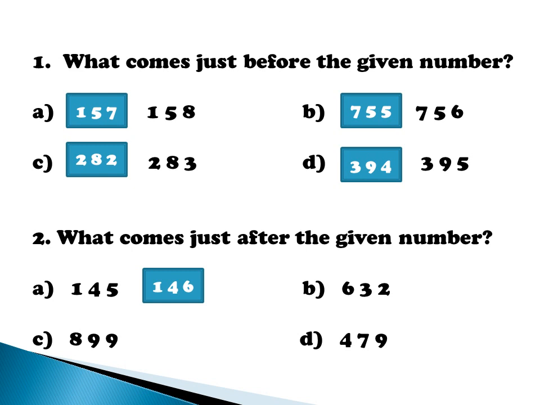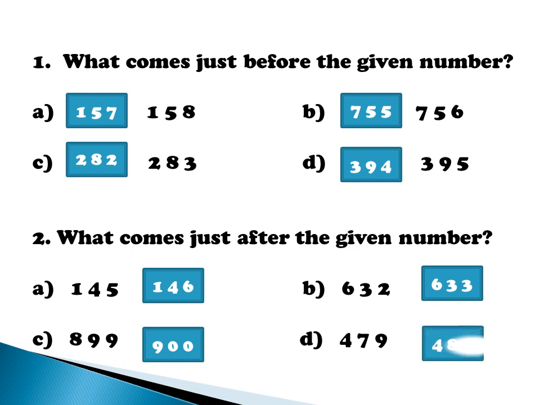The next one, B. 632. The answer is 633. The next one, C. What comes after 899? The answer is 900. The next one, D. What comes after 479? The answer is 480. With this we have finished question 2. I hope you all might have finished question 1 and question 2. No problem, if you have not finished, it's on the screen, you can complete it.